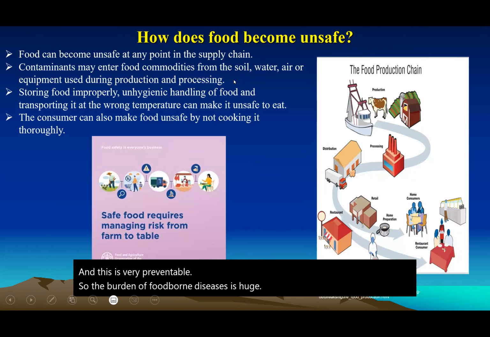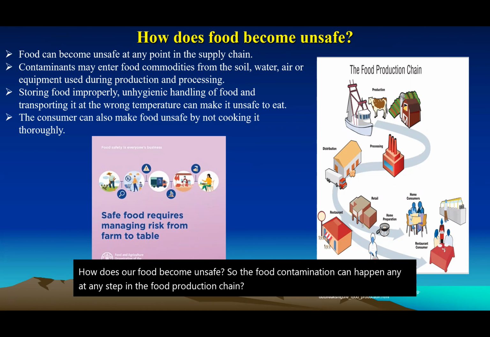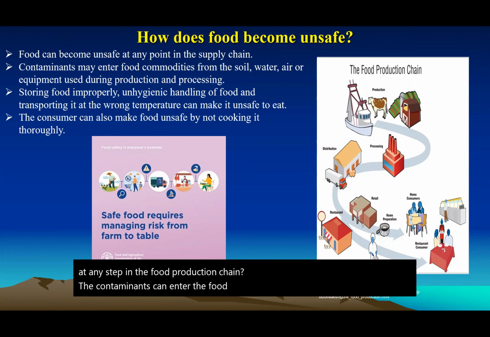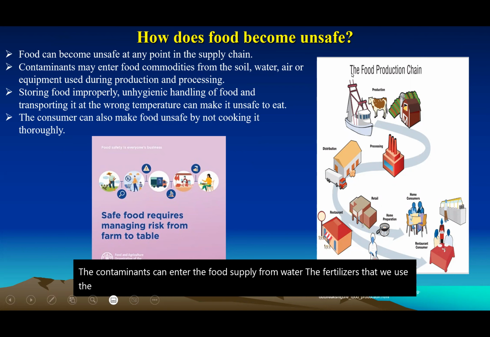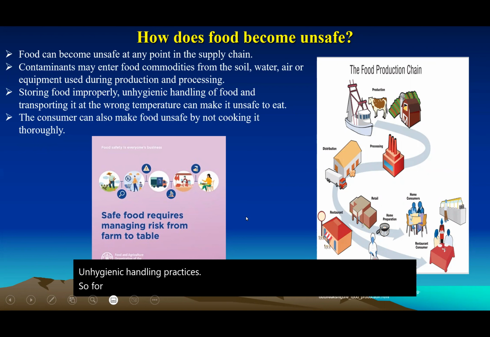How does our food become unsafe? Food contamination can happen at any step in the food production chain. The contaminants can enter the food supply from water, the fertilizers that we use, the soil, the air, and the equipment. So it can happen at the production stage, the processing, the distribution or retailers, or it can happen at home, through unhygienic handling practices. So food safety is very important. It requires managing risk from the farm to the table.